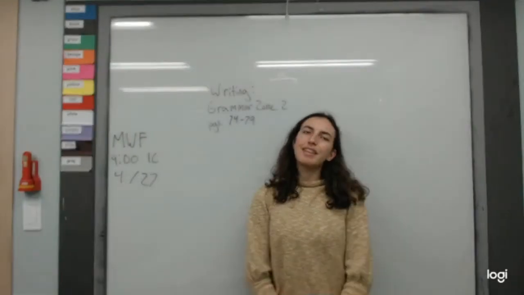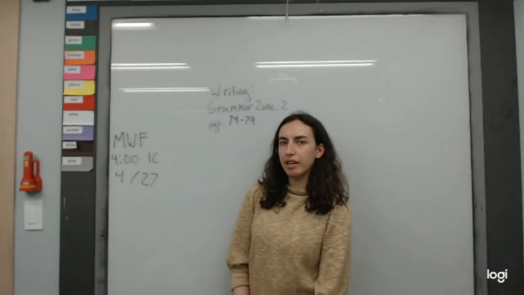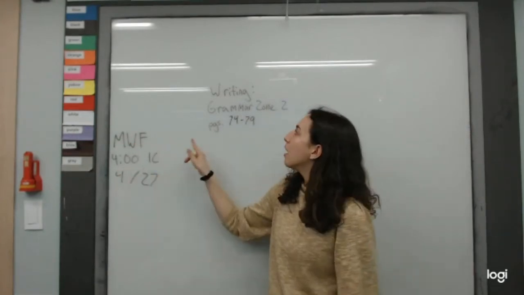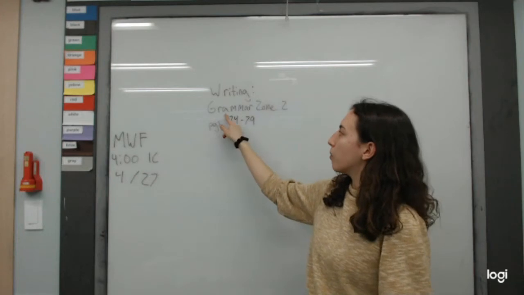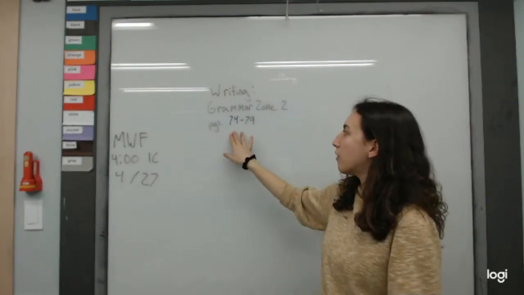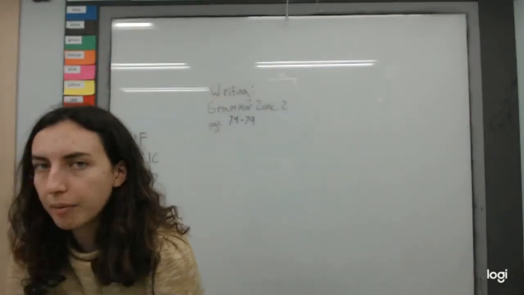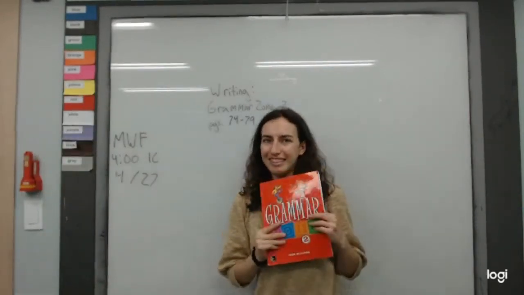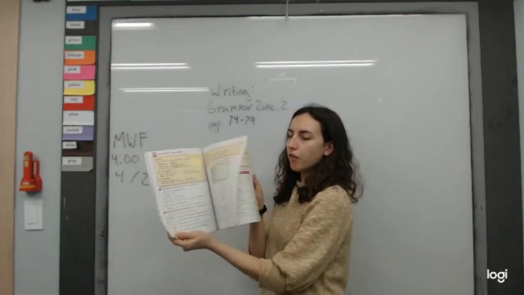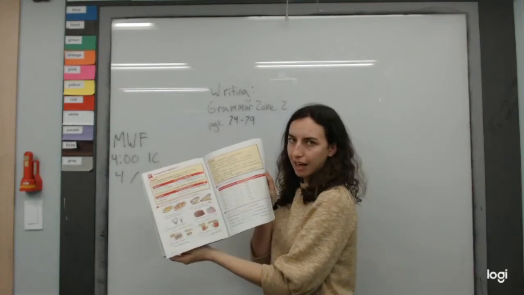Hello everyone, this is Madeline, teacher here again today, and I am recording the lesson for Monday, Wednesday, Friday for Class 1C, and we are doing writing. We will be finishing pages 74 through 79. Okay, so let's take out our books, Grammar Zone 2, okay? And we will be doing pages 74 all the way through 79. Okay?